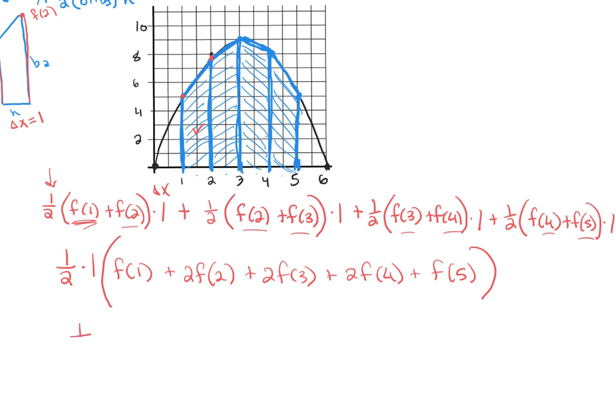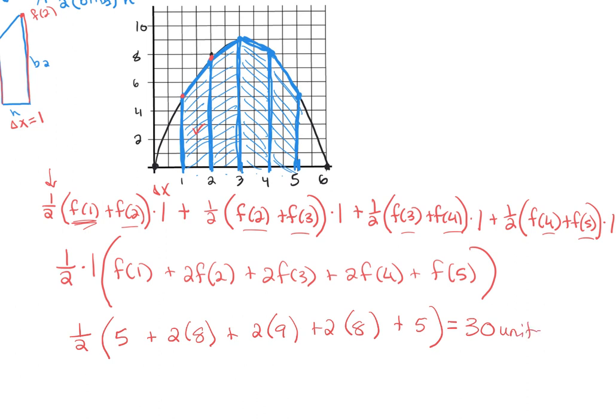So let's get in our values. So 1/2 times f of 1 is 5, plus 2 times f of 2 is 8, plus 2 times f of 3, 9, plus 2 times f of 4 is 8 again, and plus a single f of 5, which is 5. So if you calculate all of that, you will get that the area is about 30 units squared.